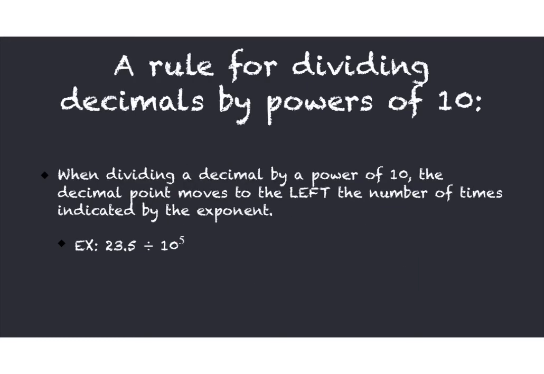Let's look at a rule for dividing decimals. When dividing a decimal by a power of 10, the decimal point moves to the left the number of times indicated by the exponent. Let's look at one last example here.